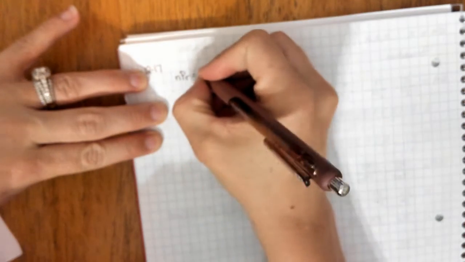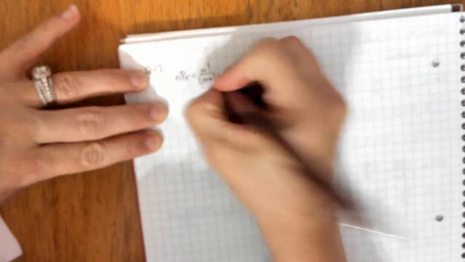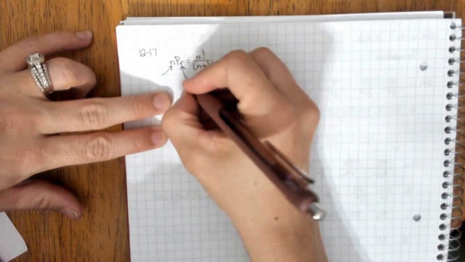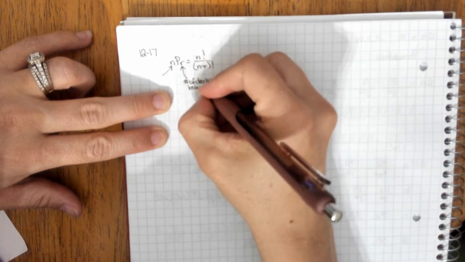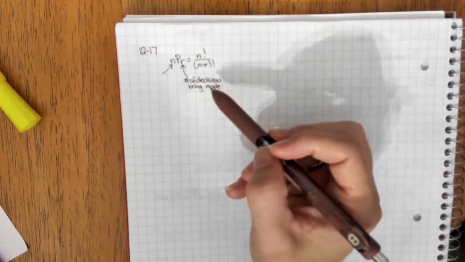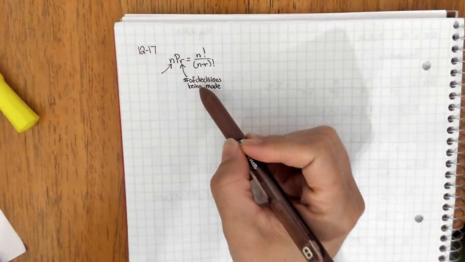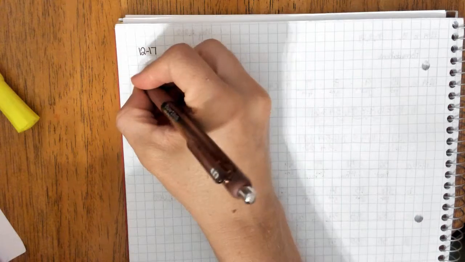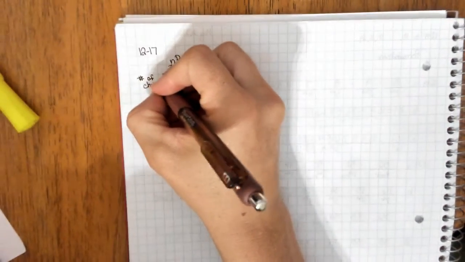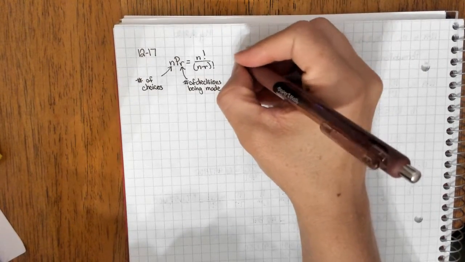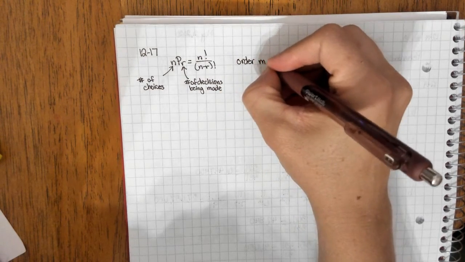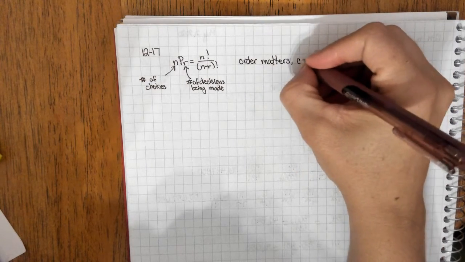So nPr, again, that's n factorial over n minus r factorial, where n and r. So r is the number of decisions being made. Think if you're picking a 4-digit PIN, this would be 4. It's the number of decisions being made, and n is the number of choices. And this is, again, for a permutation where order matters and you can't repeat.